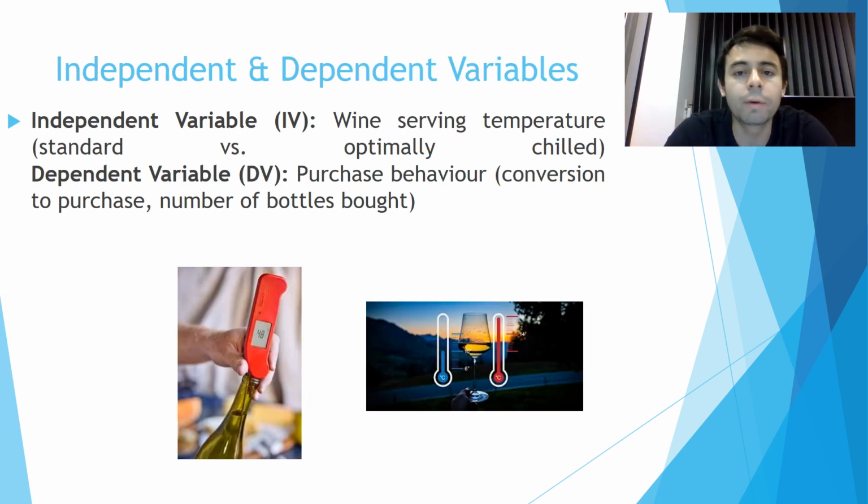Independent and dependent variables. In this experiment, the independent variable is the wine serving temperature. We will manipulate this by comparing a standard house temperature against an optimally chilled temperature, but by varietal. The dependent variable is purchase behavior. It will be measured in terms of whether consumers purchase, how many bottles they buy, and the overall spend.